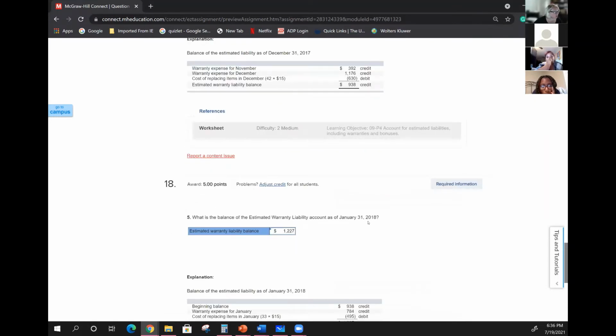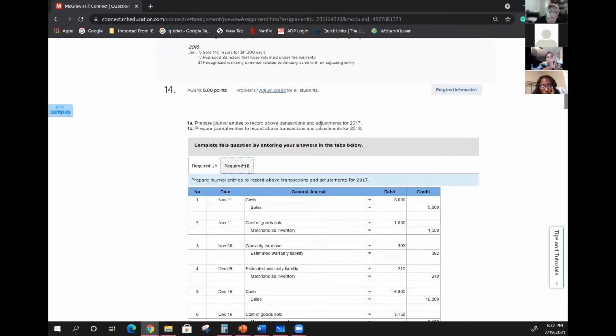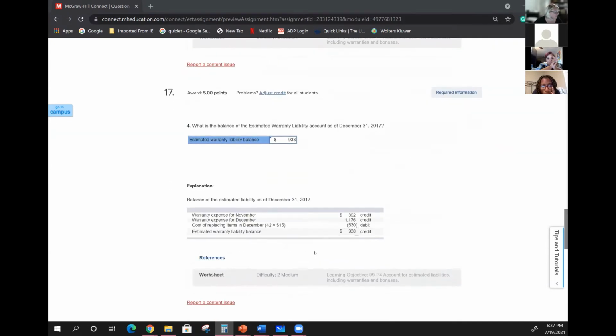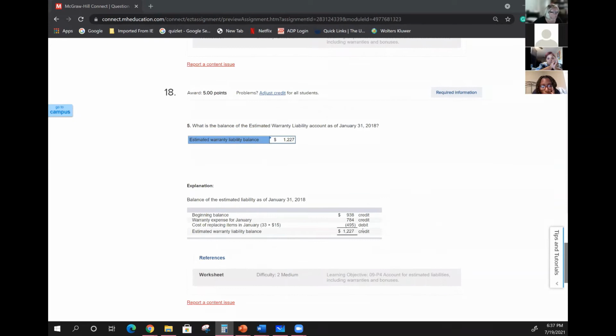What is the balance on January 31? So now we have to go back and look at the 2018. So right now I have a credit balance at the end of 2017 of $938. I set up a warranty expense of $784. So I'm going to increase my $938 by that. And then I also had to send out some razors that were bad under warranty, $495. So I'm going to subtract that because it's a debit. So I have 1227. And there it is. And right here, it's showing you what I just did on the calculator.